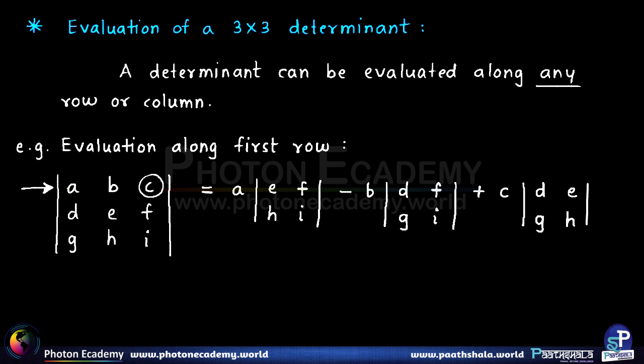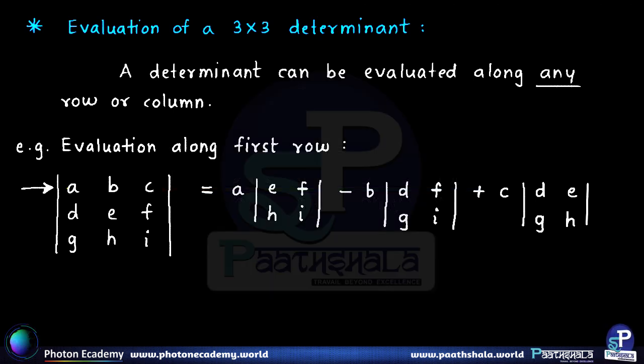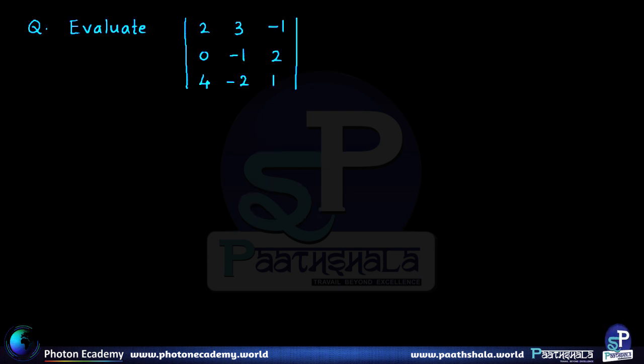We will see later that it's not necessary that the determinant is evaluated only along the first row, but we can evaluate it along any other row or any other column, as we will see later. Now let's move ahead and practice evaluating one determinant as shown here.